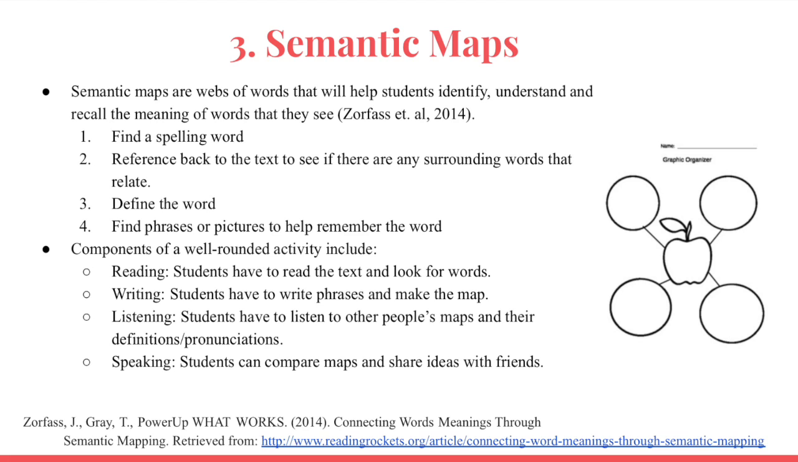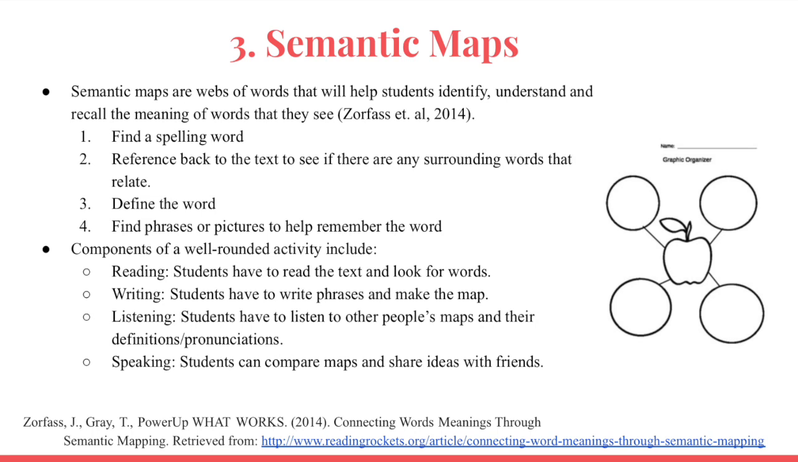Then, define the word and find phrases or pictures to put in the map for students to have a visual representation. This map could be compared with other students' maps, or other students could go back and find words in the text to make sure they understand the word. These maps could be used for all types of words, phrases, or topics that students need further assistance with. I will also encourage students to keep these maps in a file or in their notebook, that way they are able to reference back to them.